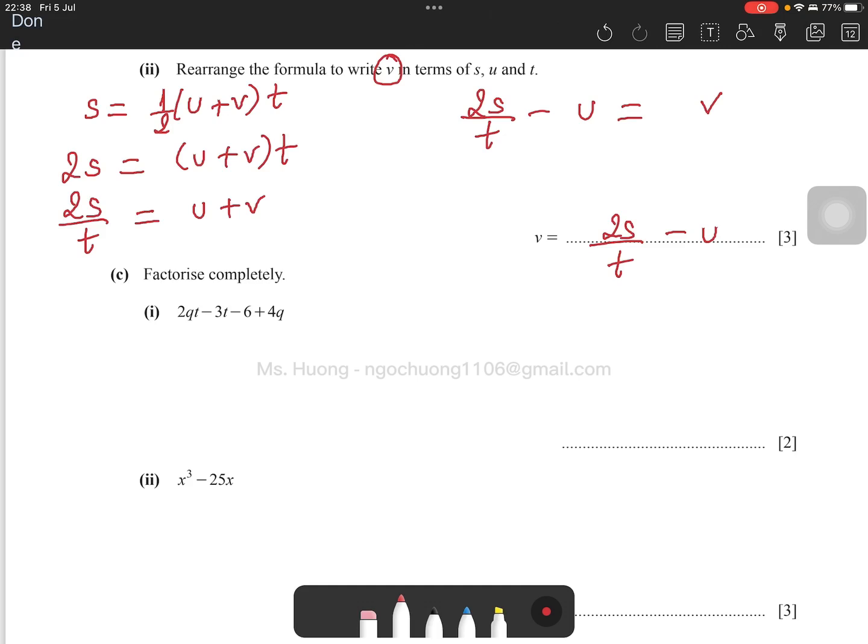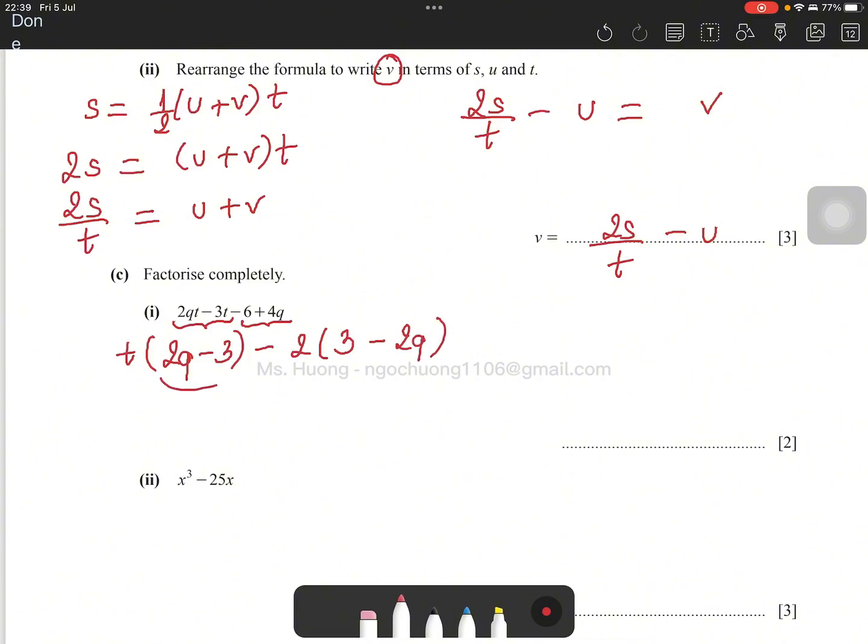C. Factorize completely. For the first pair, we see that T is a common factor, so 2Q minus 3 is left. And for the second pair, we can say that 2 or negative 2 is a common factor. What if I choose negative 2 as a common factor? Then 3 is left for the first term, and negative 2Q is left for the second term.